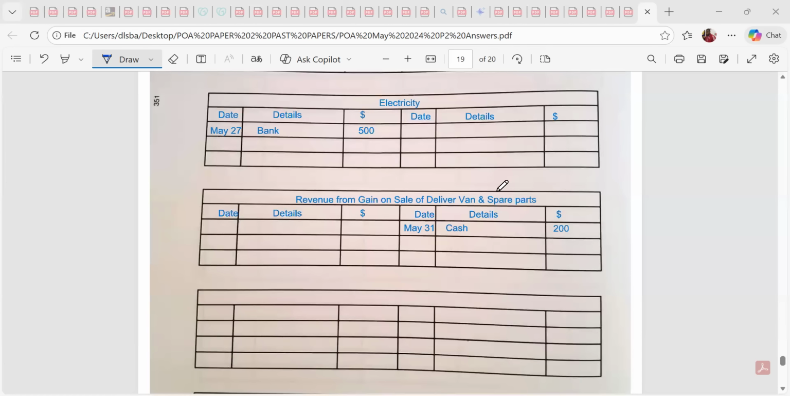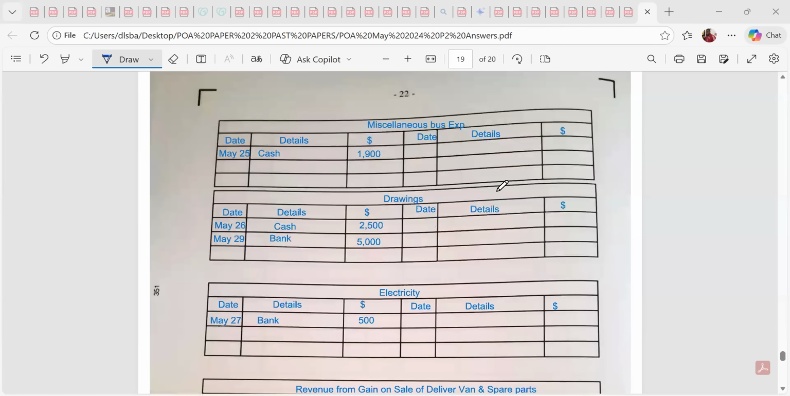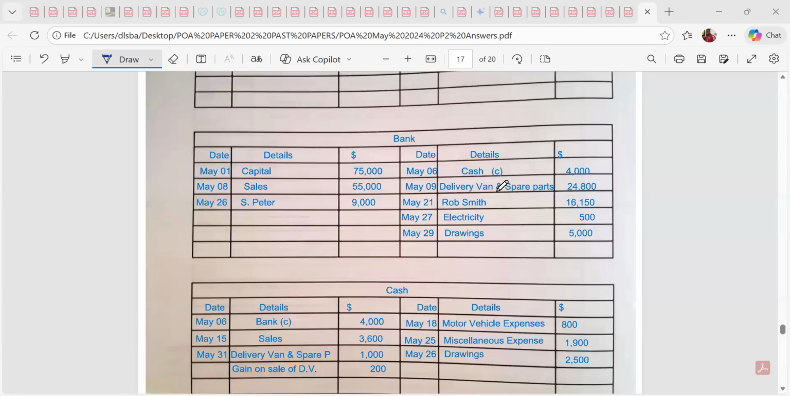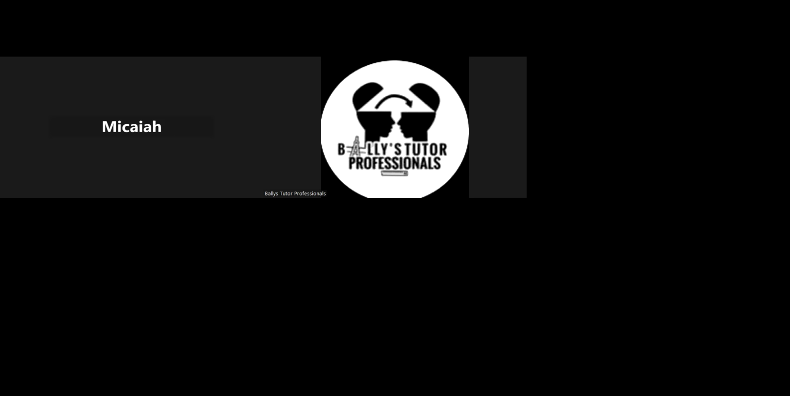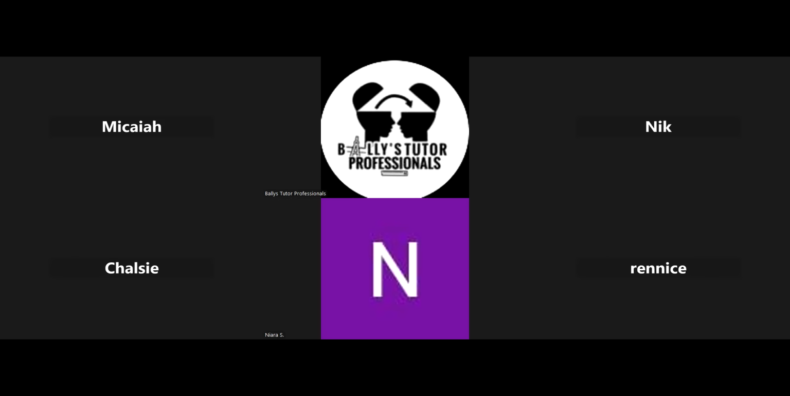After that, just balance it to your accounts. And that is it. That's the end of paper number 1, May 2024. Let's look at the next one.